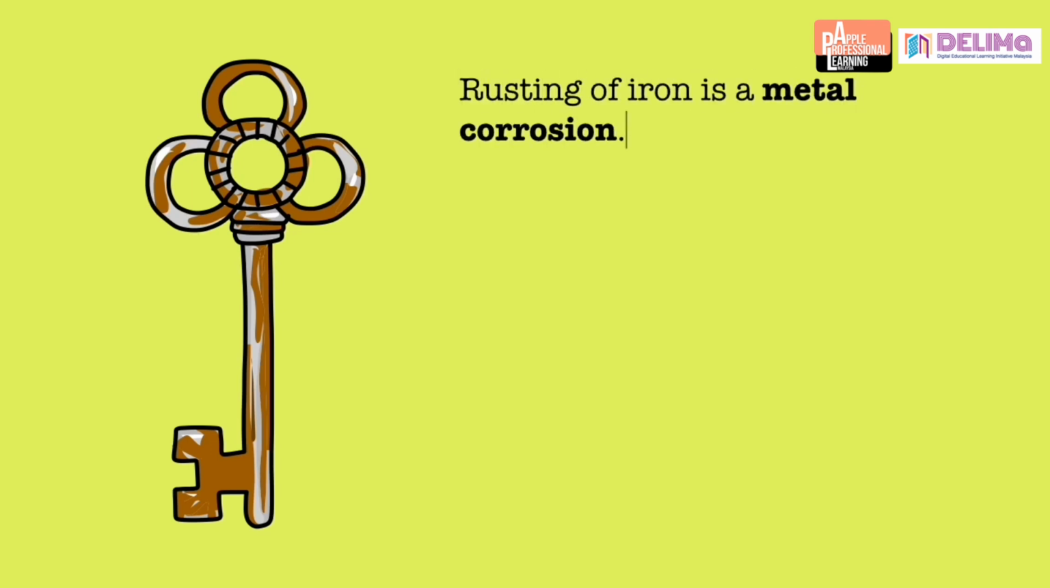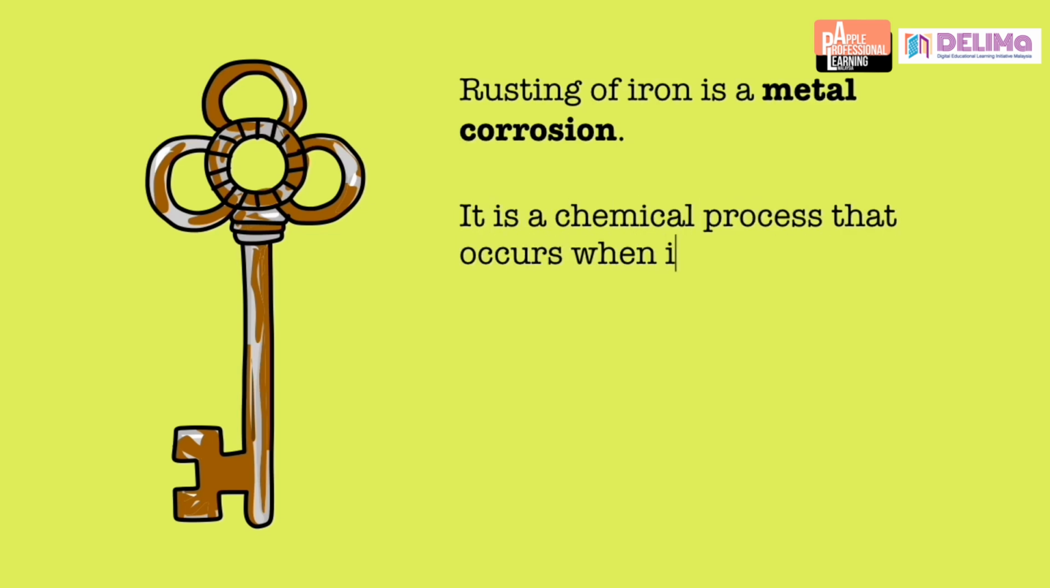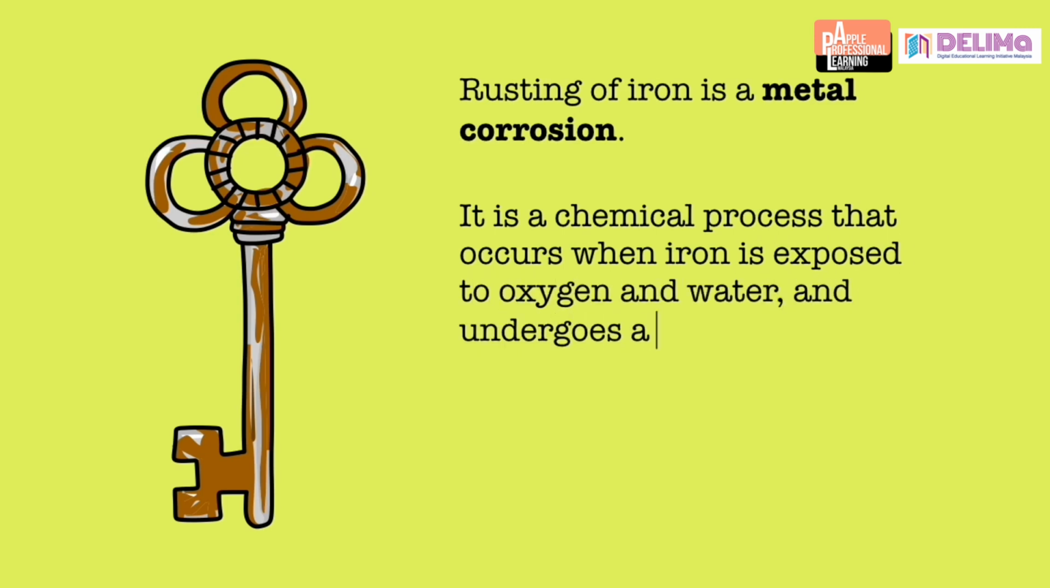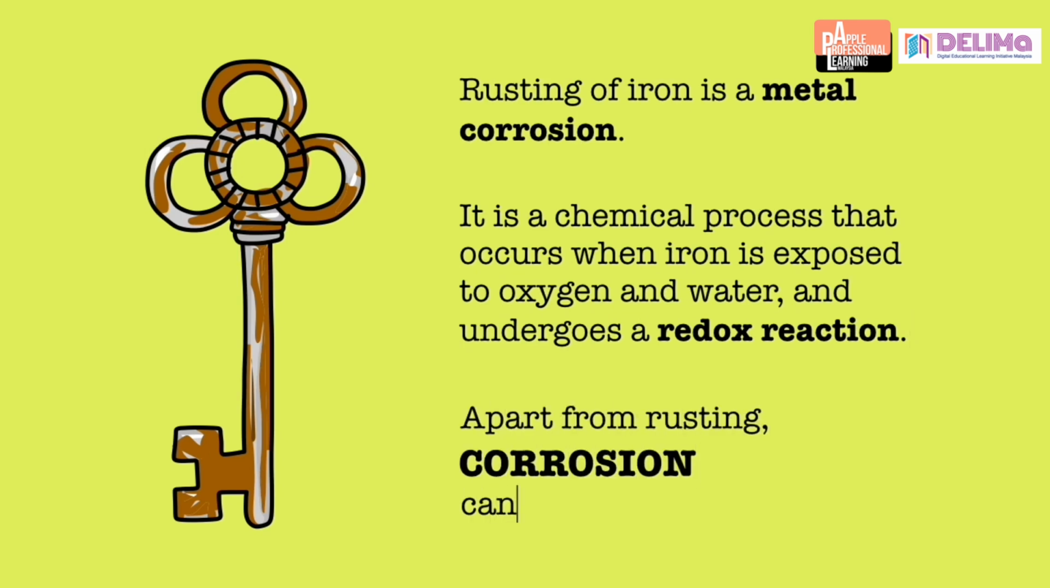Rusting of iron is a metal corrosion. It is a chemical process that occurs when iron is exposed to oxygen and water and undergoes a redox reaction. Apart from rusting, corrosion can also occur on other metals.